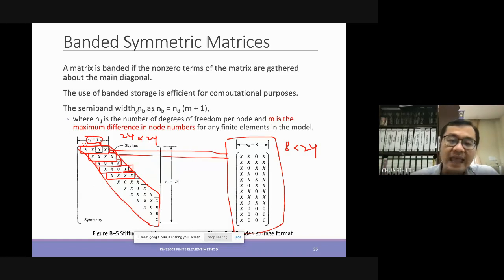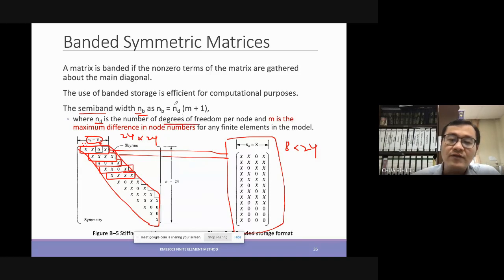So we would call this NB the semi-band, only half of the band itself. Semi-band NB, and this NB can be equal to ND times (M plus 1). So this ND is the number of degrees of freedom per node. That's why I said just now there is a 1, 2, 3, 4, assuming this is only a bar element, which consists of only two degrees of freedom. So 1, 2, 3, 4. So it depends mainly on the number of degrees of freedom.